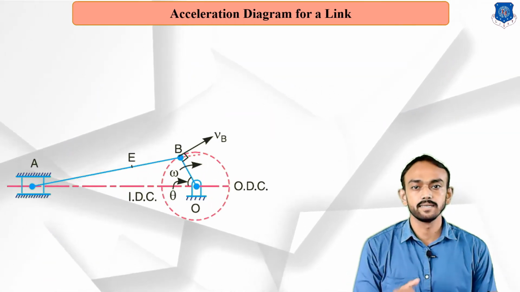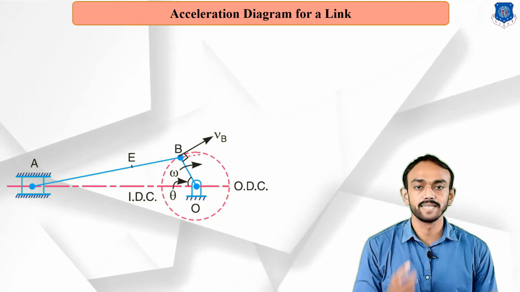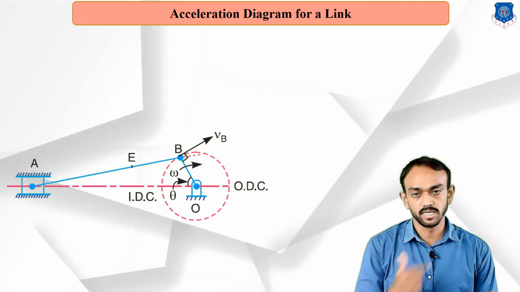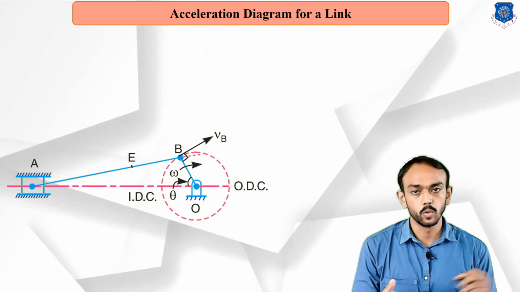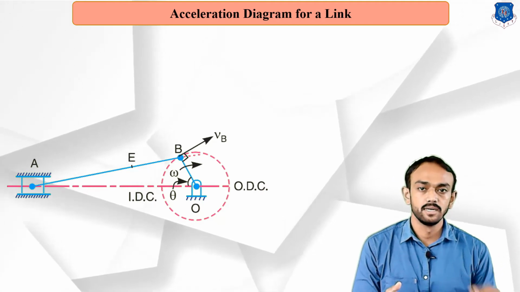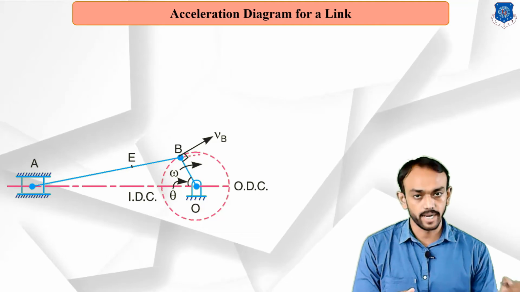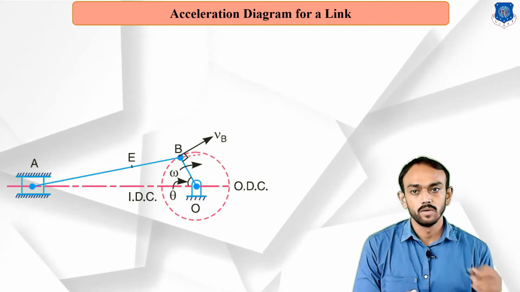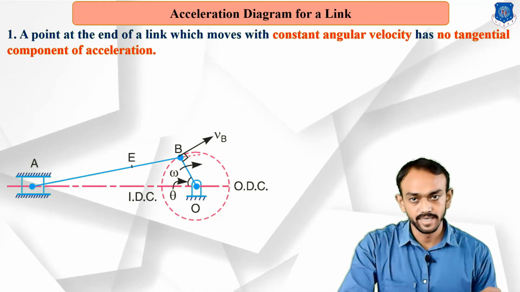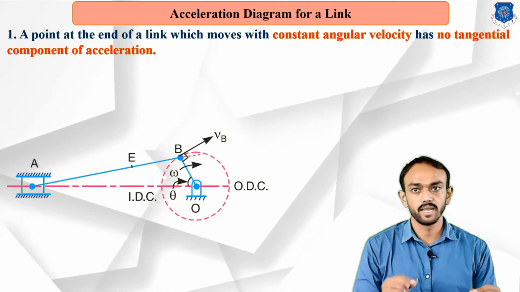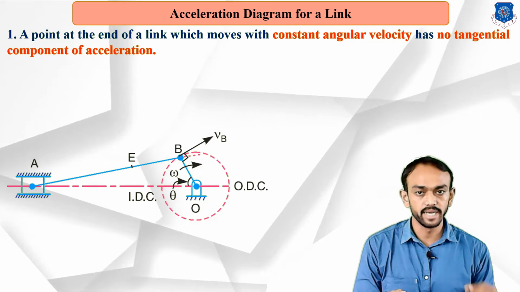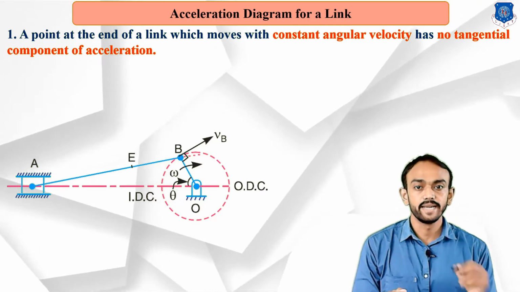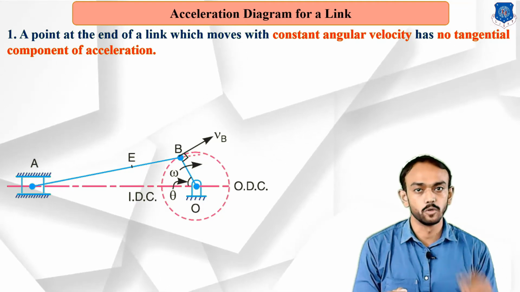So let's check this assembly. You know that it is a single slider mechanism, in which OB is a crank which is rotating with respect to O, and AB is a connecting rod which connects the crank to piston A. Now, if any link in a mechanism is rotating with a constant angular velocity, then the tangential component will be 0.